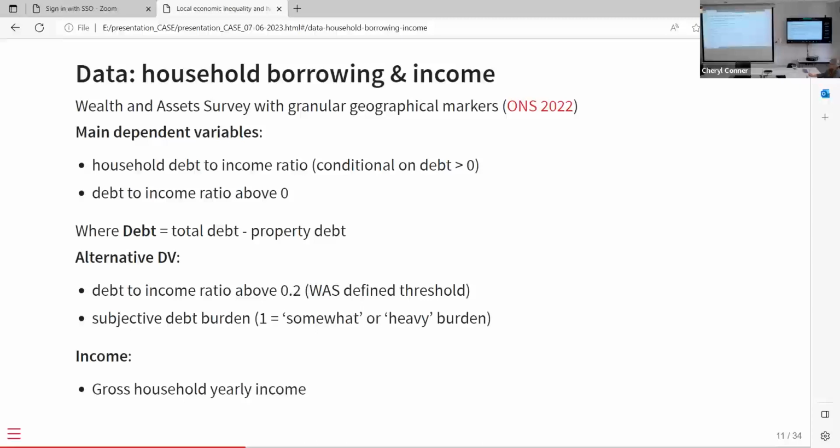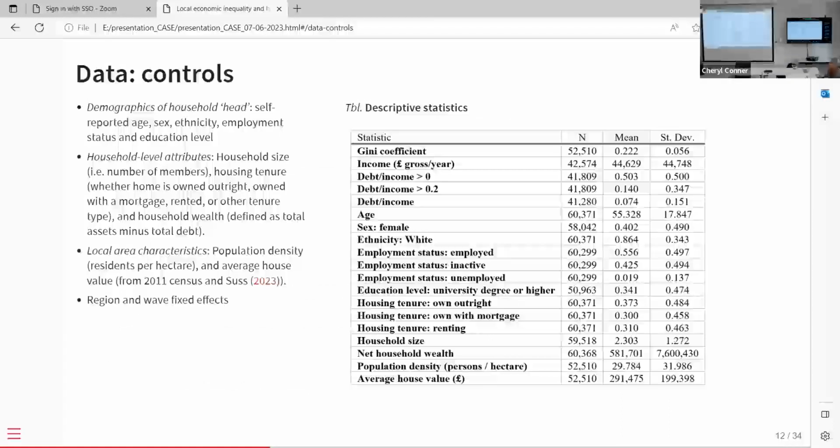And for income, I'm going to just take the gross household yearly income variable. Now, obviously, in the absence of some kind of experiment, causal identification is difficult. Really here, all I can rely on is a very well-controlled study. So I think carefully about the control variables. There's a bunch of demographics of the household head, household level attributes, the size of the household, housing tenure, and also household wealth, which comes from the Wealth and Assets Survey.